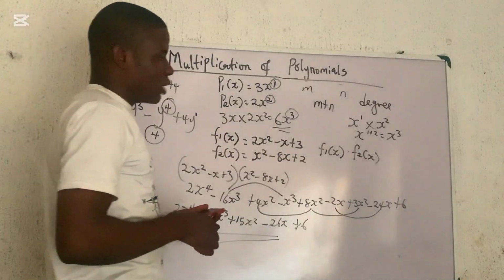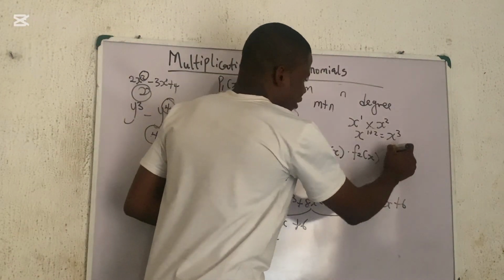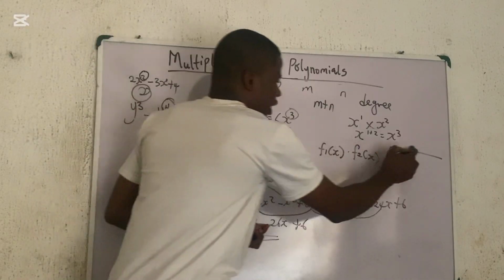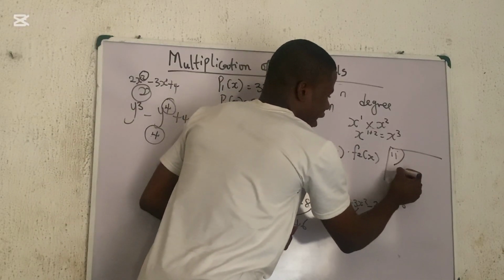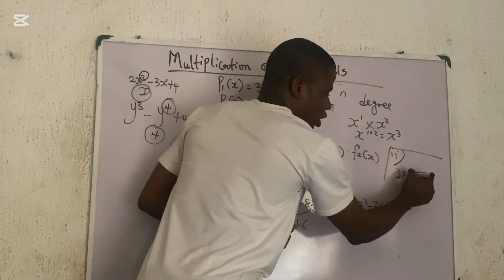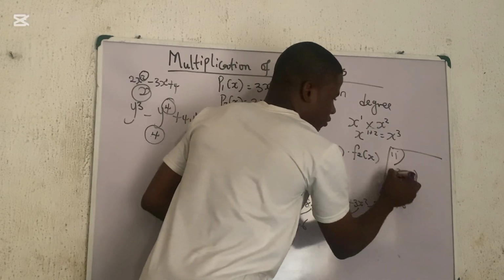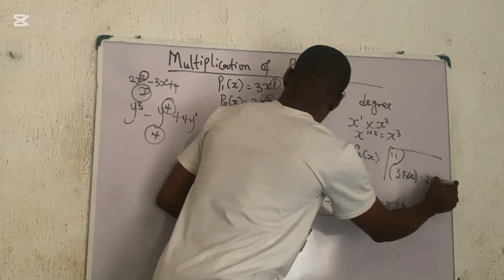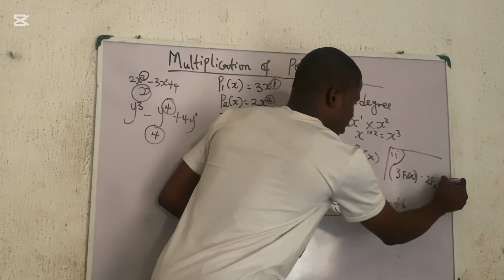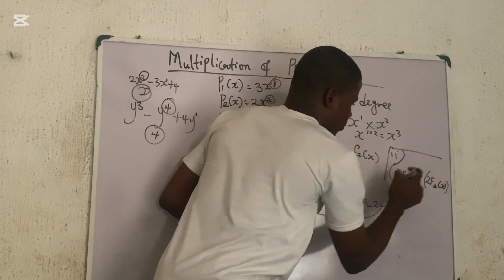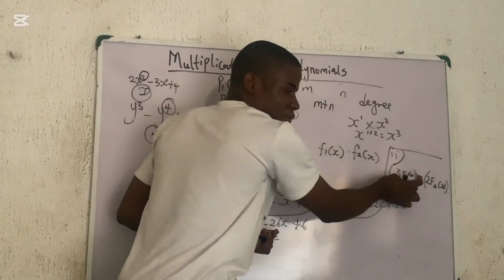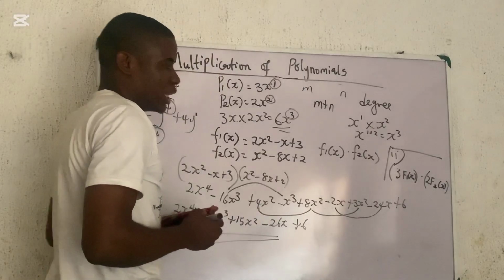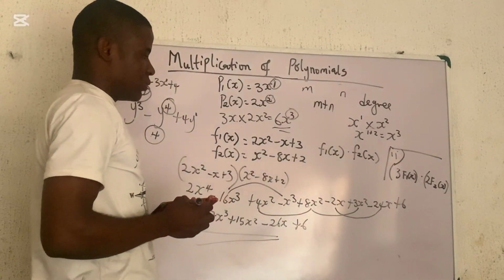So in the comment section, I would like you to give me the answer to this. Question number 2, we are still taking these 2 polynomials. I would like you to give me the answer to 3f1 of x multiplied by 2f2 of x. That's if you use 3, multiply f1 of x, use 2, multiply f2 of x. Then lastly, you multiply the respective answers you get. And I hope you understand.